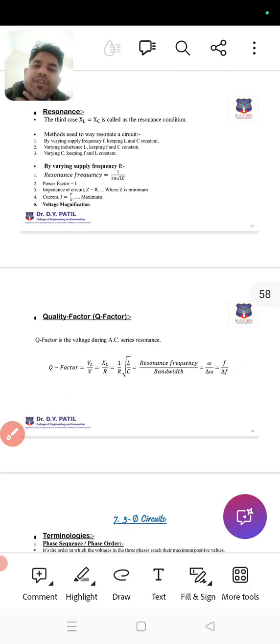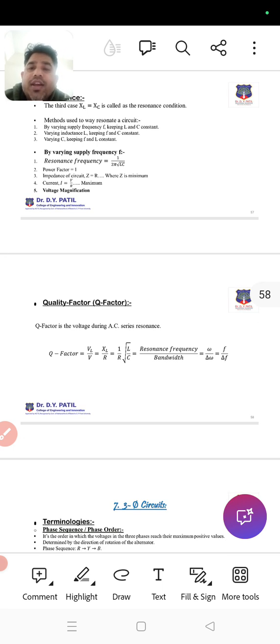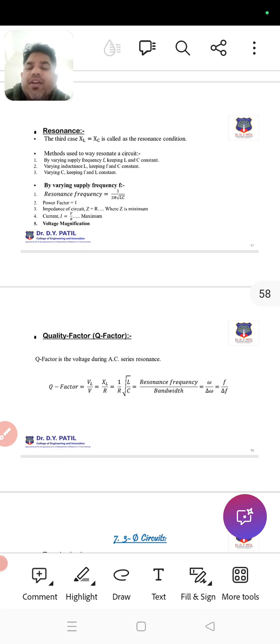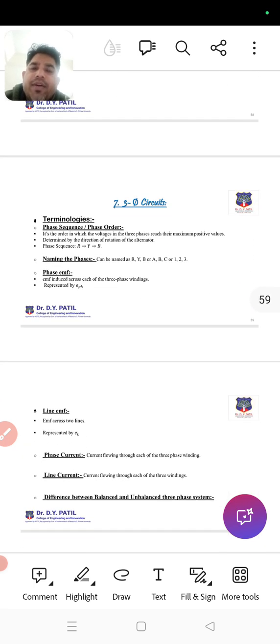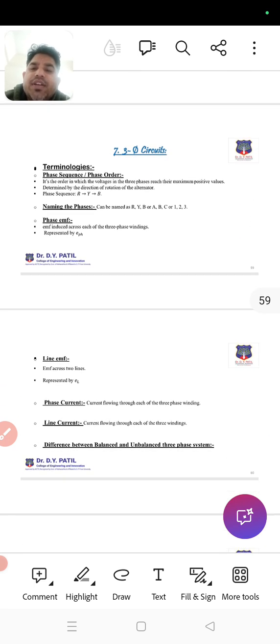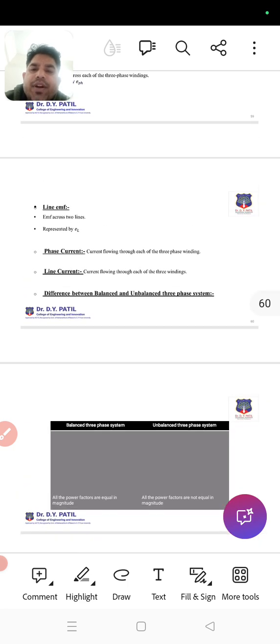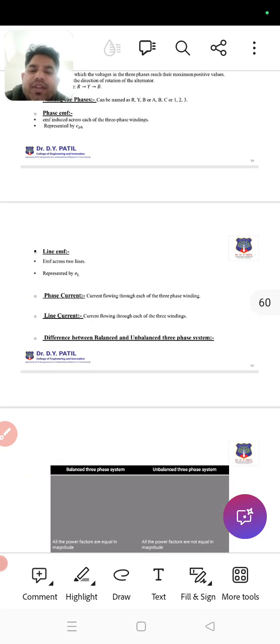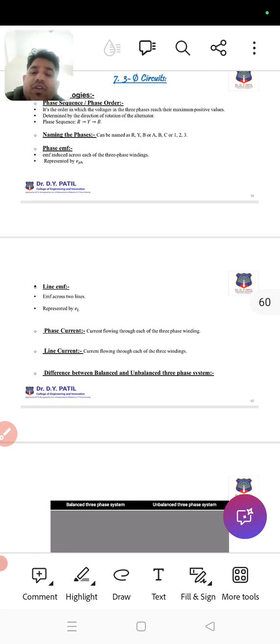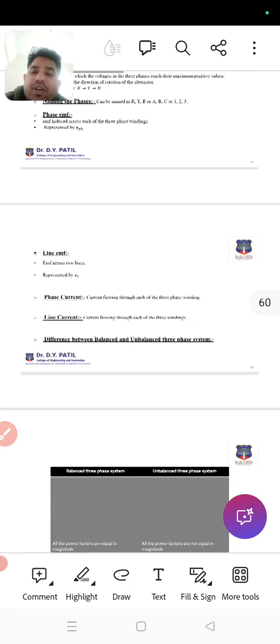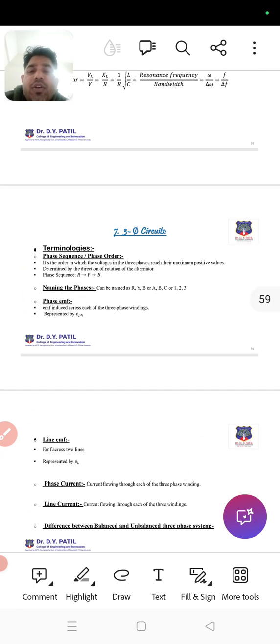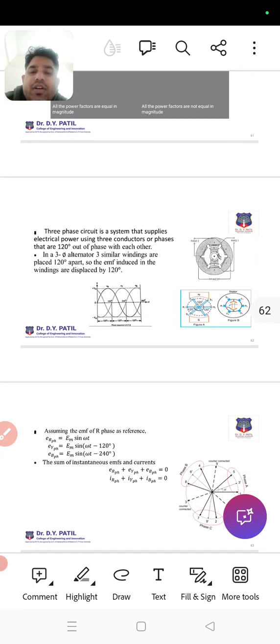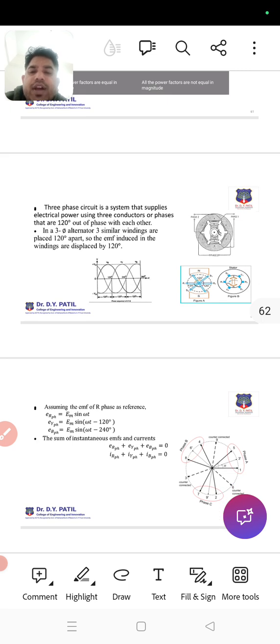Power factor of 1 is always required if you want a perfect output. Impedance Z is equal to R in the resonant condition, and current I is equal to V divided by R. In the three-phase circuit, we have the notation of RYB. The current passing through the phase is called the phase current, and the current passing through the line is called the line current. We have learned all that, along with the waveform diagrams.